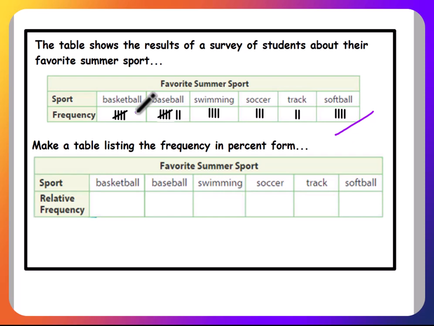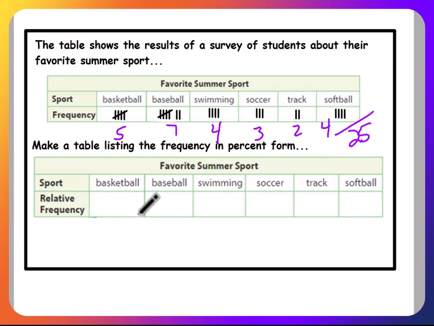For the basketball, there's 5. For the baseball, there's 7. Well, that's 12. Add the 4 swimming, you get 16. Plus the 3 soccer, you get 19. Plus the 2 track makes 21. Plus the 4 softball makes 25. So there were a total of 25 students surveyed. That's our whole amount. So find the relative frequency.